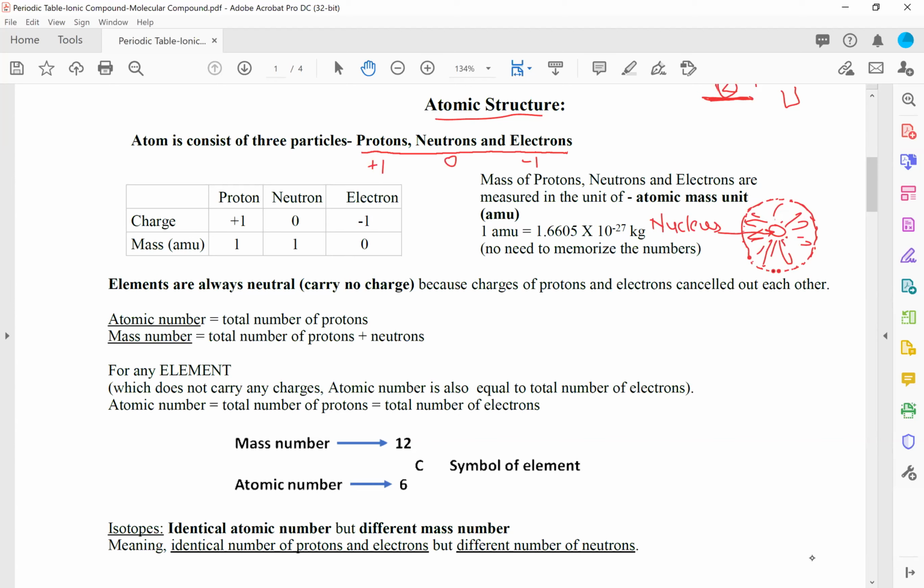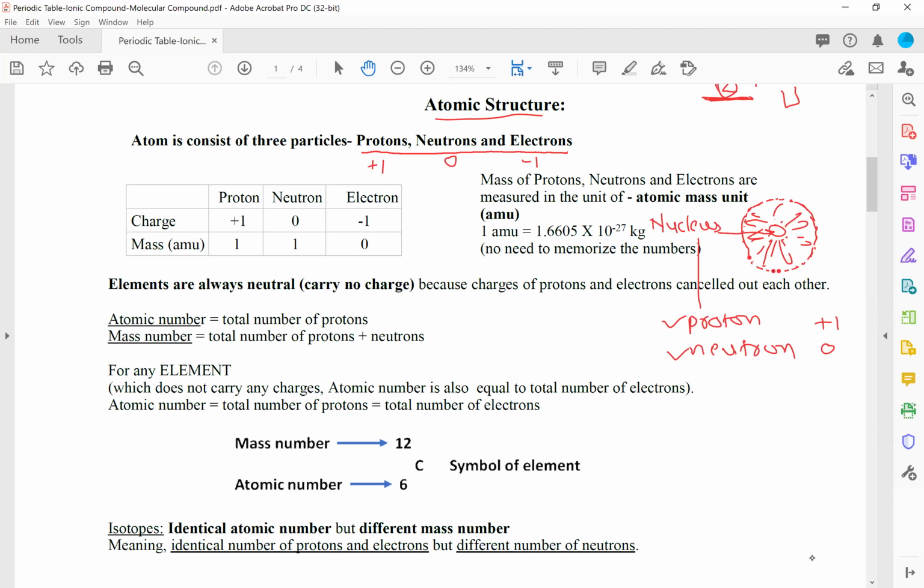What do we have in the nucleus? Which particles do we have in the nucleus? Within the nucleus, we have two particles, proton and neutron. So remember this: within the nucleus of an atom, we have the proton and the neutron. Proton carries a positive 1 charge, and neutrons are neutral. It means they do not carry any charge.